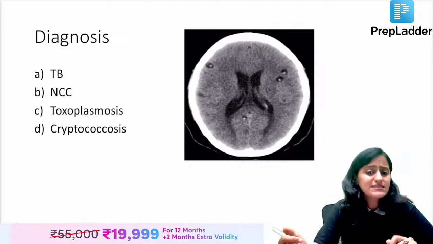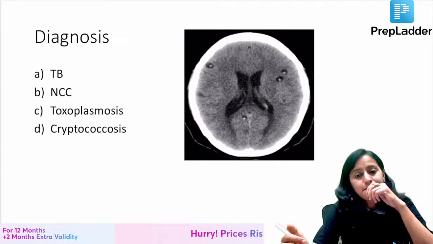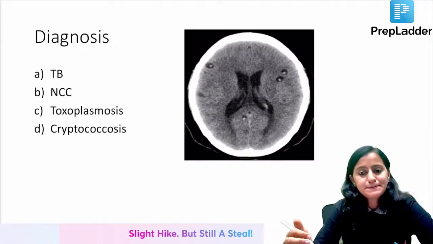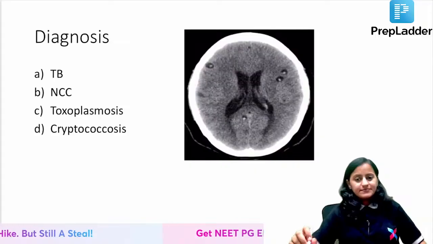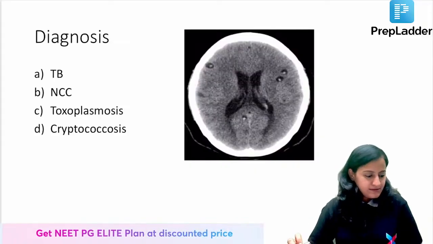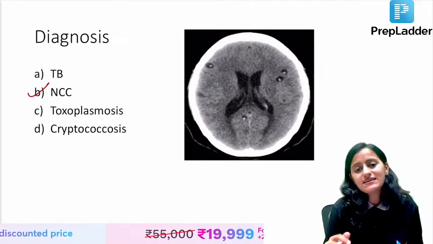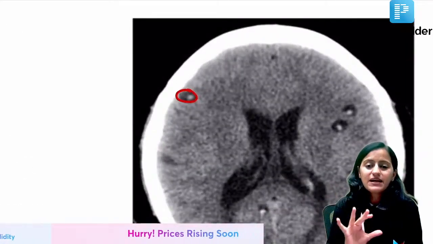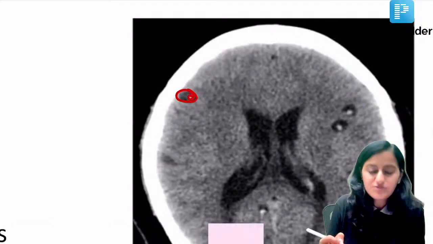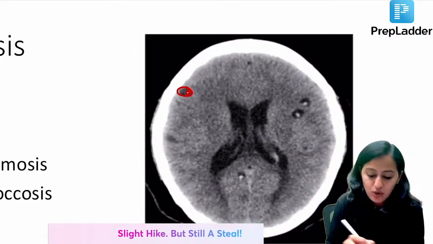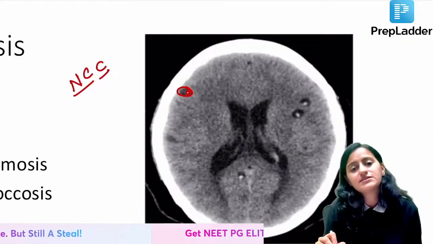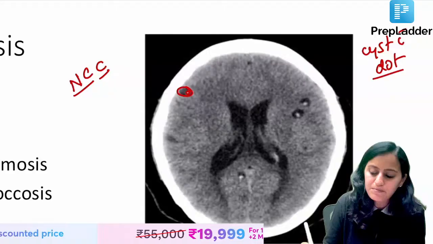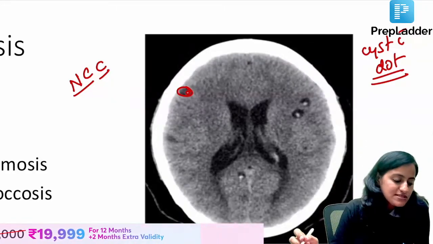Next one, what do you think is the diagnosis here? Yes. Correct. This is neurocysticercosis. You are seeing a cyst, right? A cyst in the brain, right? Appearing like CSF, and inside it there is a dot, meaning the scolex. So this is neurocysticercosis, a cyst with a scolex, with a dot. So cyst with dot like appearance. That is what you are seeing here, neurocysticercosis.